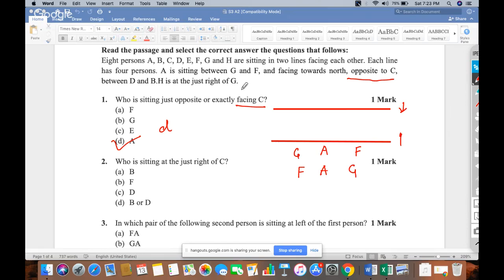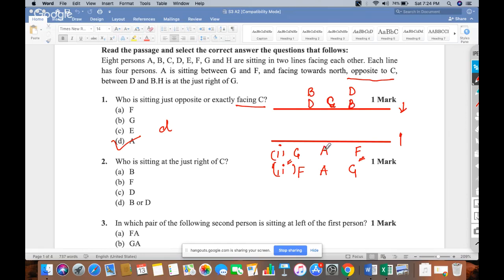Now if G and F has been given, don't only take that G can be on left hand side and F can be on right hand side. It has not been given clearly. That's why I'm making two different conditions. On the other side, look at here, opposite to C, here is C. And there are two conditions here, B and D or D and B.